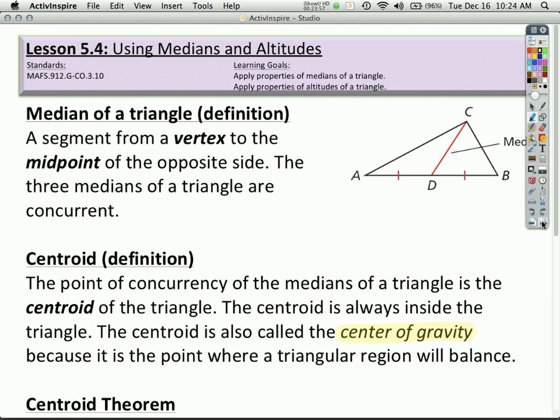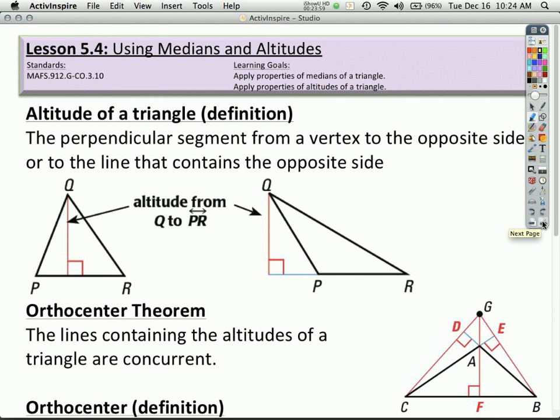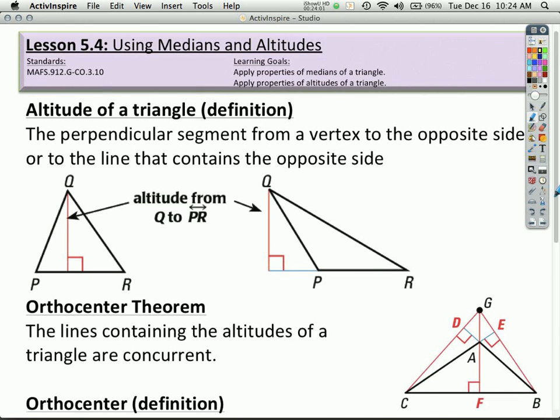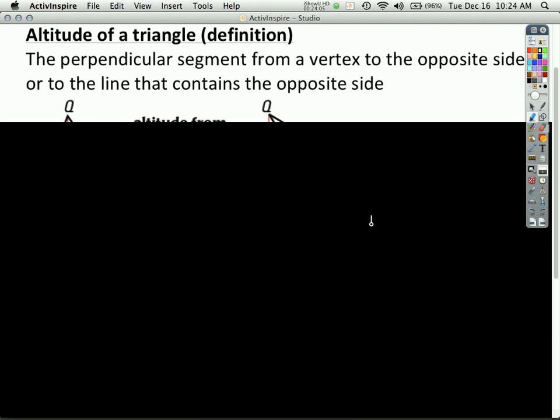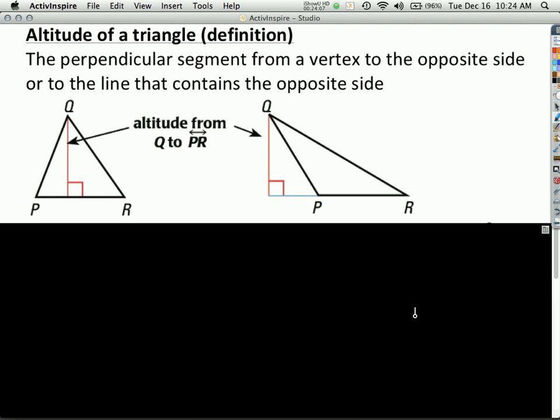So if that wasn't mind-boggling enough, let's throw in the idea of an altitude. An altitude is the distance from a vertex to its opposite side.